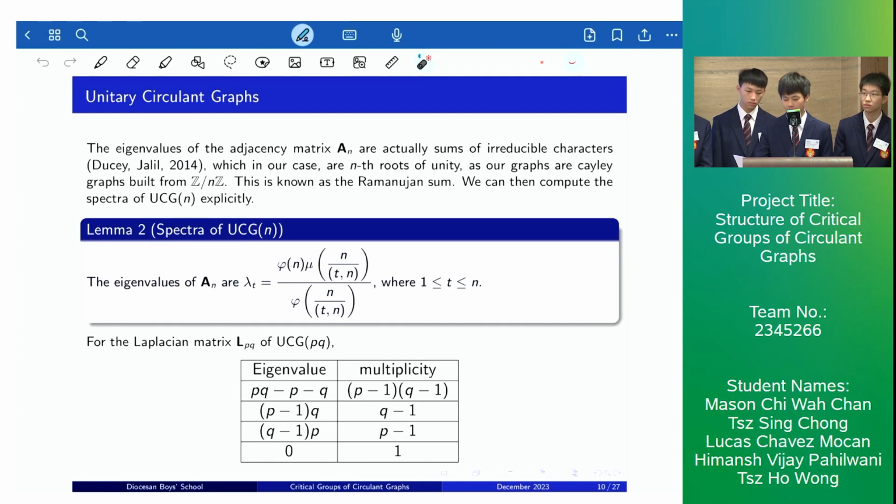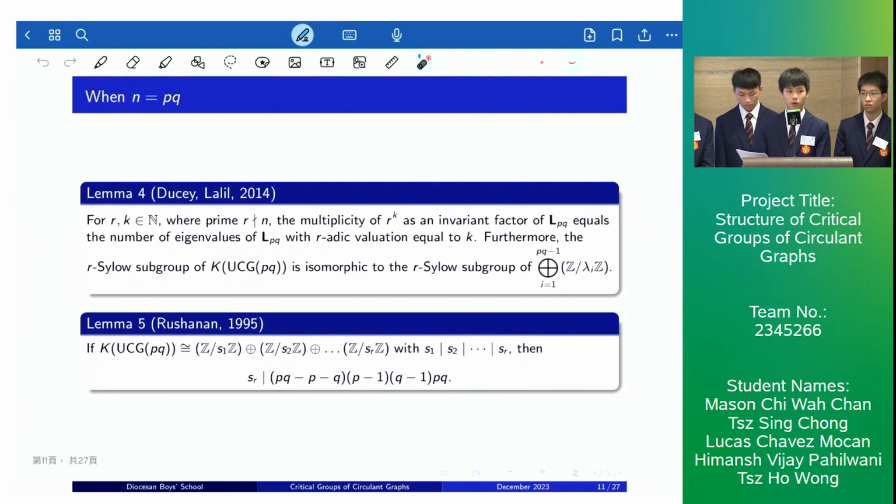We managed to compute the eigenvalues explicitly, which is lemma 2 as shown. In particular, when n is a product of 2 primes, the eigenvalues and the corresponding multiplicities are as shown. Furthermore, they have proved that the Sylow subgroups of this critical group are related to the eigenvalues of the Laplacian matrix. To be precise, as shown in lemma 4, what they proved is that for any prime r that does not divide n, the arithmetic valuation of the eigenvalues of the Laplacian transfers to the arithmetic valuation of elementary factors.